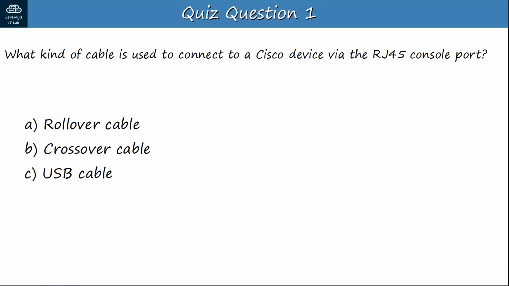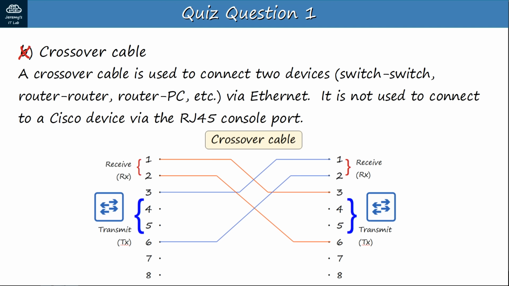The answer is A, rollover cable. Let's check the answers. A crossover cable is used to connect two devices, for example, switch and switch, or router and router, or router and PC, etc., via Ethernet. It is not used to connect to a Cisco device via the RJ45 console port.